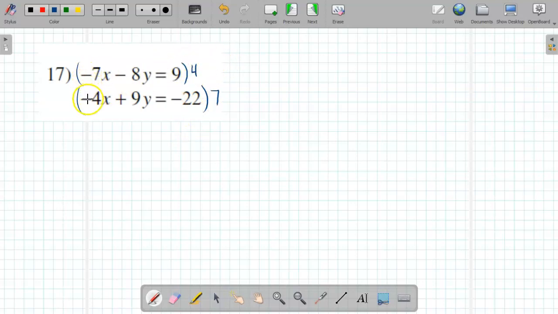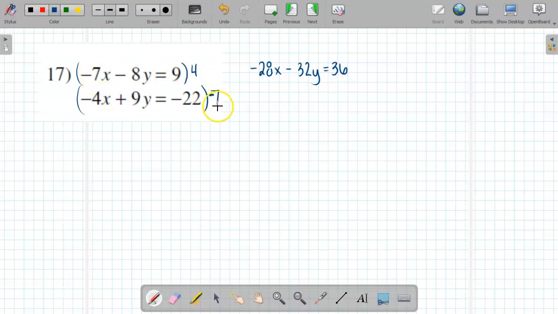So I've got a negative in both of these. One of them needs to be positive. So to make it positive, I'm going to make one of these negative here. I think I'll go with the negative 7 on this side. So I'm multiplying here. I'll have negative 28x minus 4 times 8 is going to give me 32y. And then 9 times 4 is going to give me 36. Okay, so I've multiplied that top equation by 4.